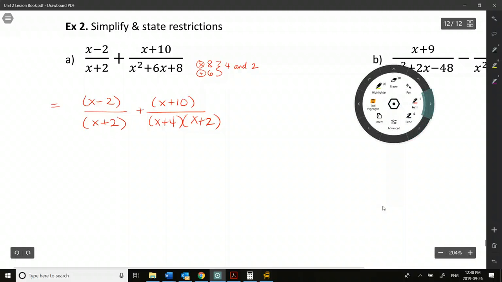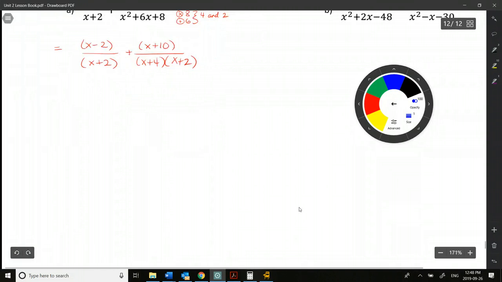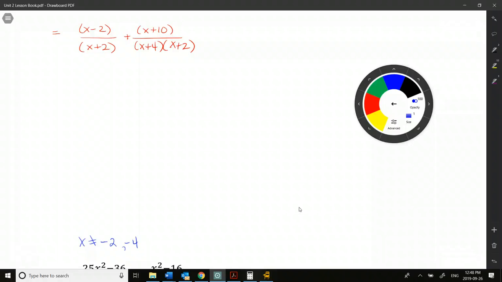We're going to write restrictions, so we'll start a little list at the bottom here. What are my restrictions? -2, Alex, and -4. -2, and -4. That's right. Okay, remember the numerators don't need to be restricted. So x cannot equal -2 and -4.